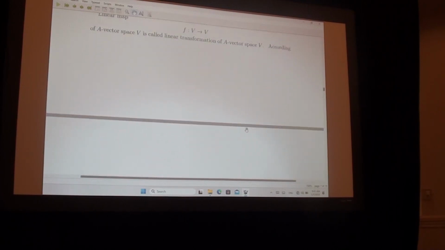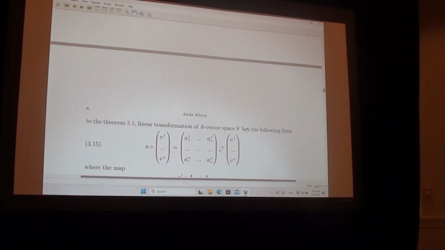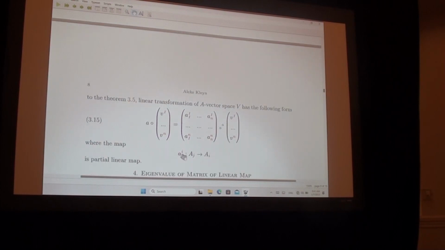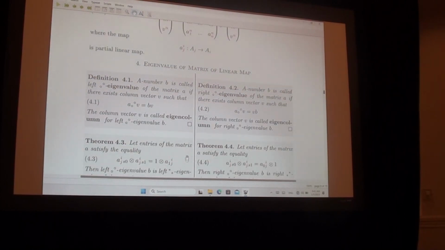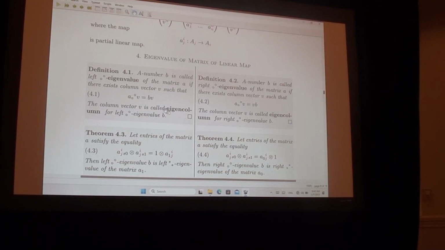According to the theory considered right now, a linear transformation of the vector space V has the form P15, where the map A_ij is a partial linear matrix. Now we consider eigenvalues of this linear map. A number is called a right RCO eigenvalue of the matrix F if there exists a column vector V such that equality 1 is true. The column vector V is called an eigencolumn for the right RCO eigenvalue P.